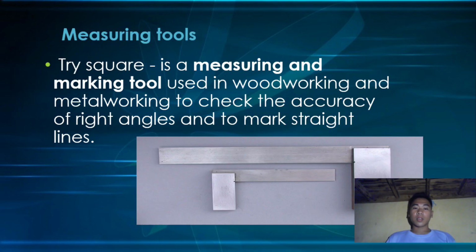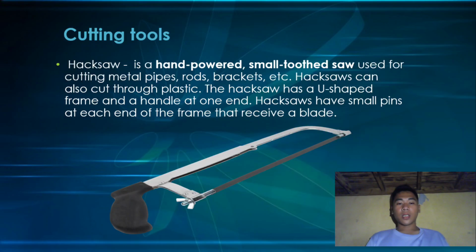The second one among the measuring tools is the tri-square. A tri-square is a measuring and marking tool used in woodworking and metalworking to check the accuracy of right angles and to mark straight lines. So a tri-square is used for the angle of the project or product that you make. It is necessary when you make a box or some product. So let's proceed to our cutting tools.